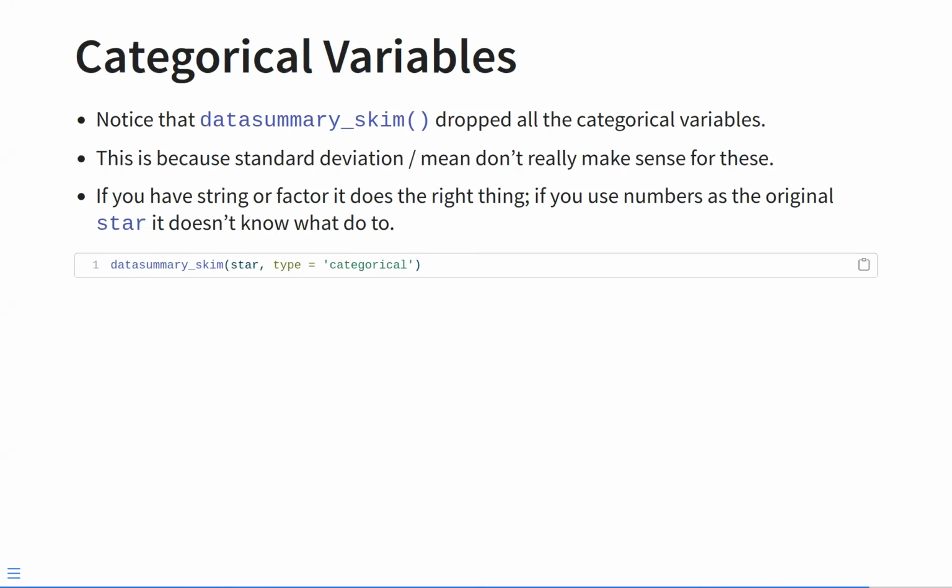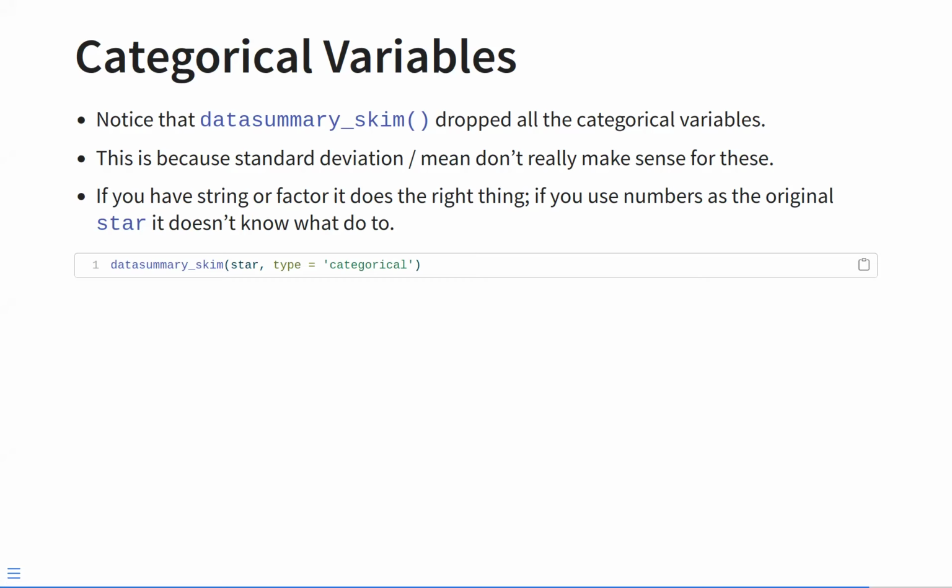You may notice, however, that data summary skim dropped all the categorical variables. That's because standard deviation and mean don't really make sense for these. This is another pet peeve of mine when I look at published papers. People often report, let's say, the mean and the standard deviation of a binary variable. Well, I've got news for you. Those are not actually two separate degrees of freedom. The one completely determines the other.